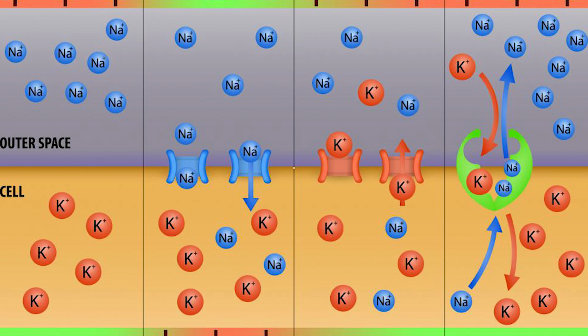The usual stoichiometry is 3 sodium to 2 potassium. Specific inhibitors of sodium potassium ATPase are the cardiac glycoside drugs ouabain and digitalis.